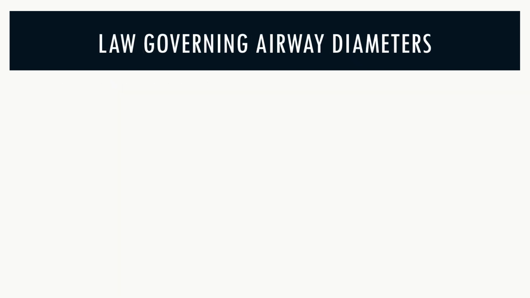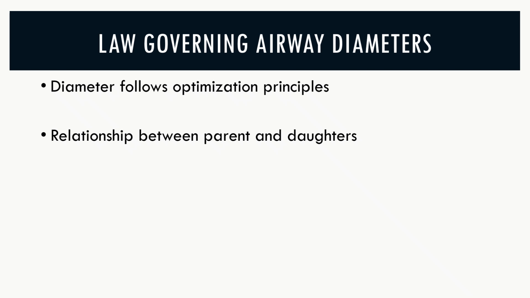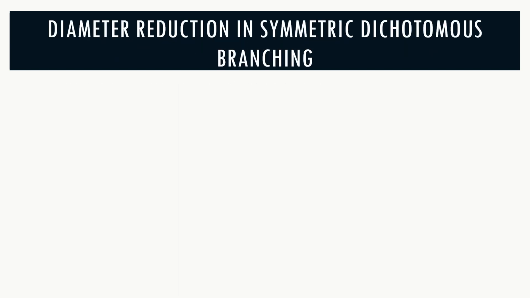Law governing airway diameters. The progression of airway diameters follows optimization principles that relate the diameter of parent airway to the diameter of its daughter branches. Diameter reduction in symmetric dichotomous branching. In symmetric dichotomous airway tree, both daughter branches have equal diameter.